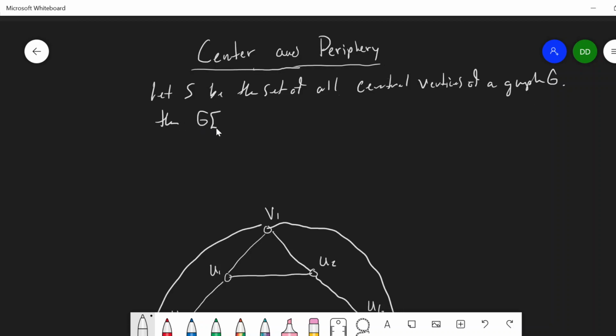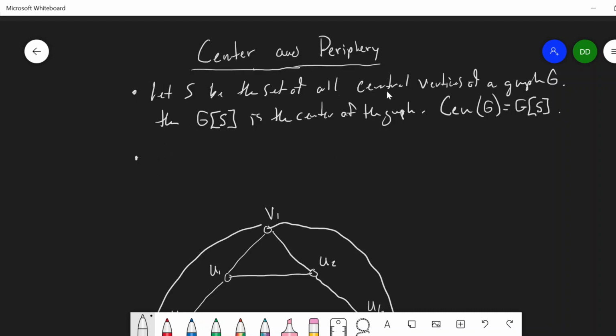Then if we induce a subgraph by S, that is the center of the graph. So we denote this by center of G equal to G of S. So the subgraph induced by those vertices. So that's center. And then remember, as opposed to a central vertex, our other notion. So right, a central vertex is a vertex that achieves the minimum eccentricity.